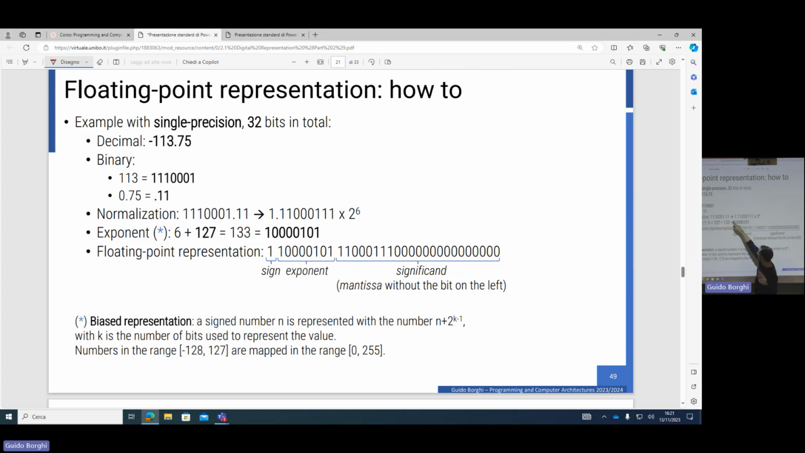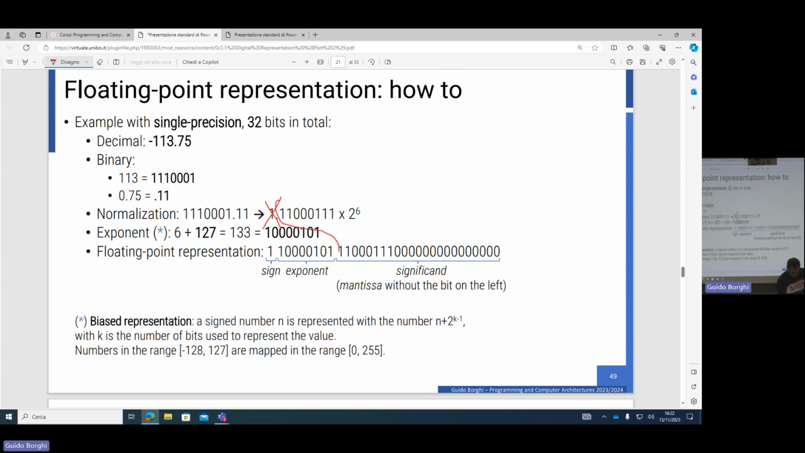And then this number becomes 1.110000111 times 2^6, since we have moved the decimal point by 6 positions. The exponent is 6. Then we have to apply the bias representation. The value that we have to add is always the same, 127. So you obtain this number, then you have to convert this decimal number into a binary number. And then we create the final representation: 1 for negative, the exponent, and the significand, that is the mantissa, remember, without the first one.